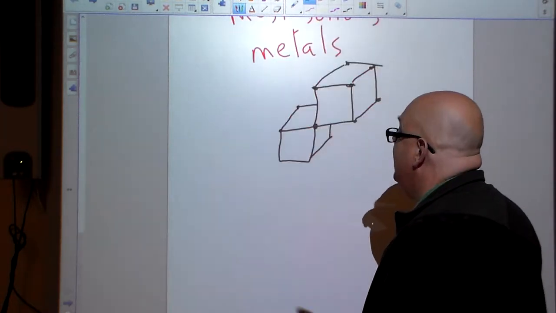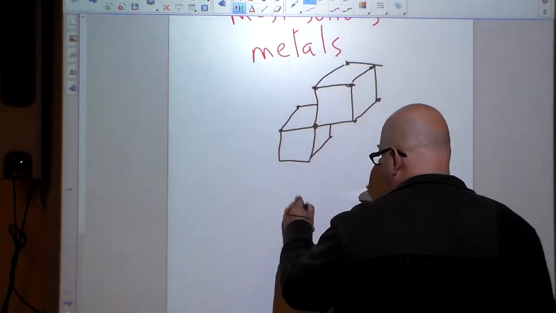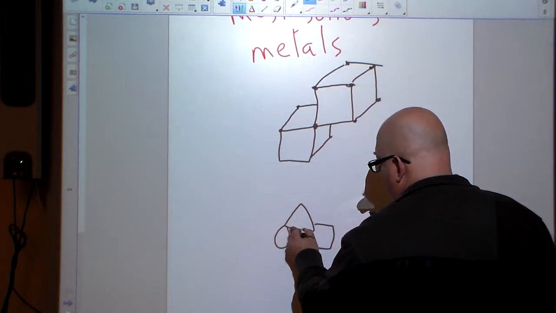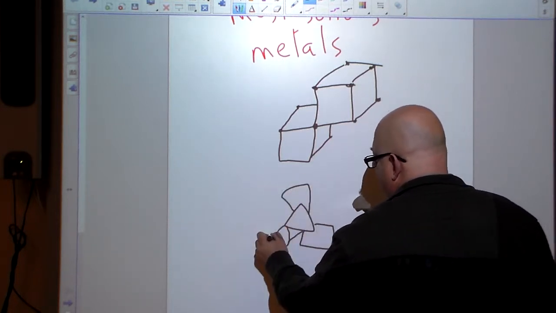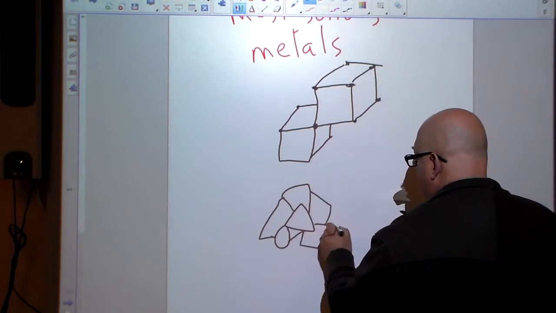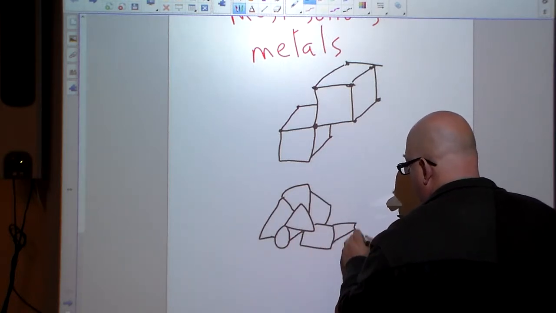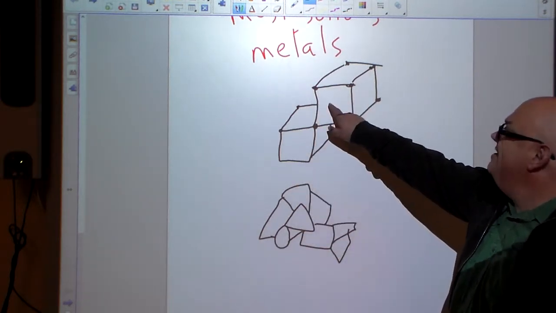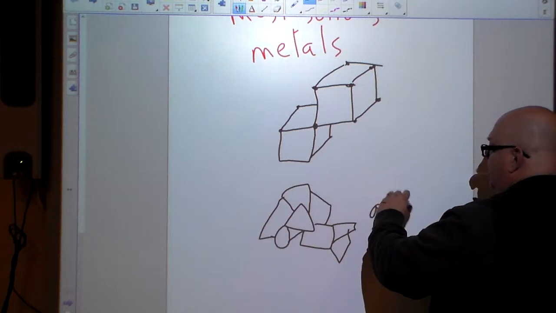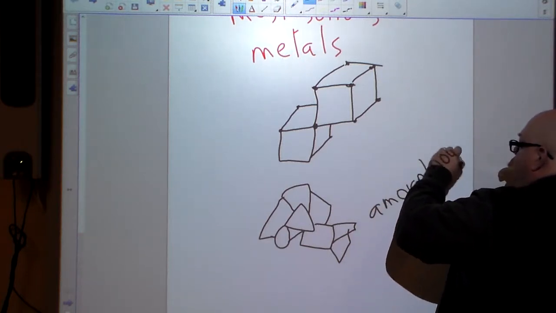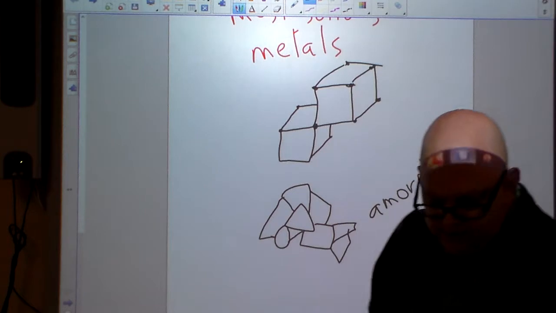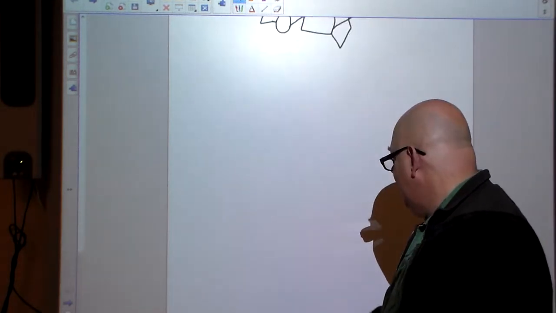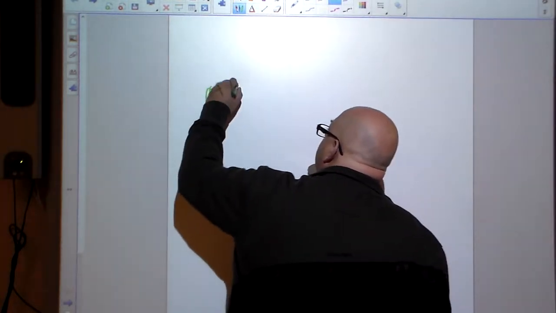When we look at something that is amorphous, on the other hand, it's disjointed. It's not really making any sense. Notice the difference in organization. This is crystalline. This is amorphous. Okay? So, to make that difference.